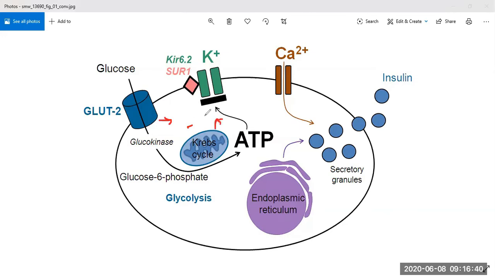Then it is responsible for blocking the efflux of potassium, and that leads to influx of calcium and depolarization of the cell membrane. We can say that the membrane action potential changes. The increase of calcium, with the help of the endoplasmic reticulum, leads to secretion of more insulin through secretory granules, or through the process known as exocytosis. It's a very good picture I found online, and I just want to share with you how this process occurs and the mechanism behind it.